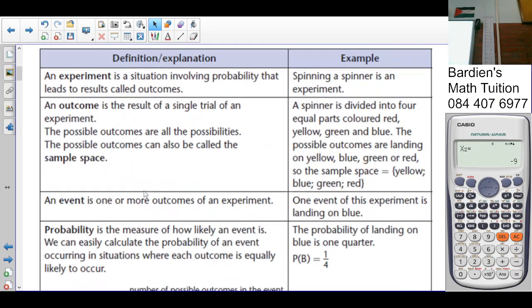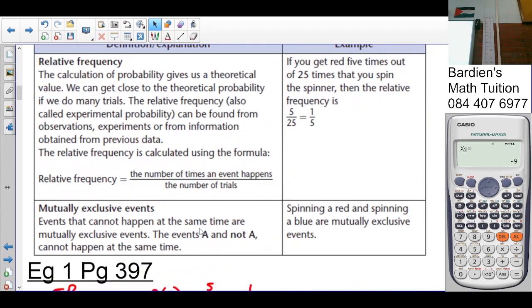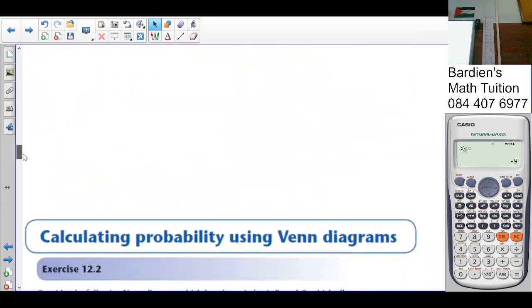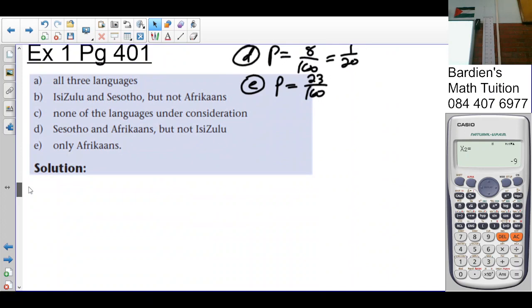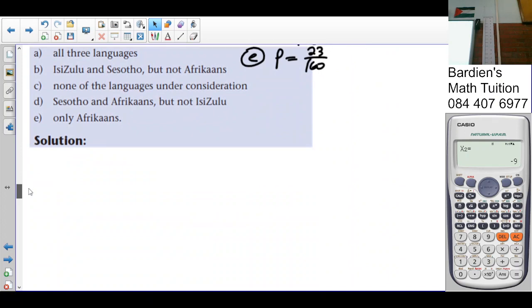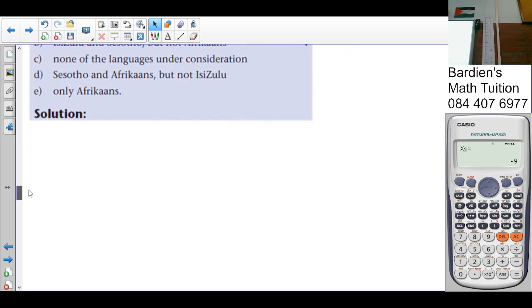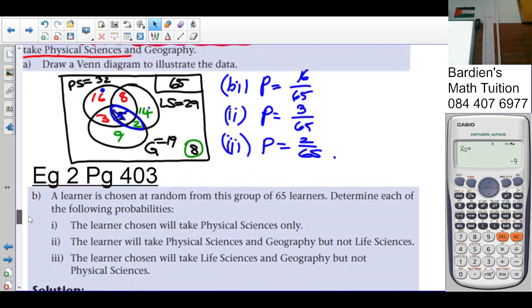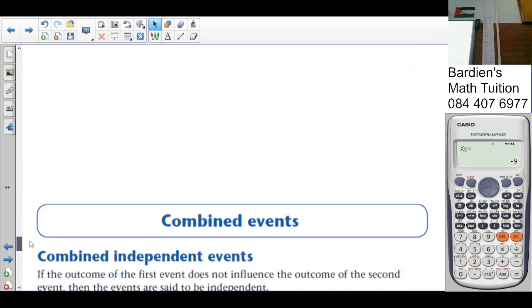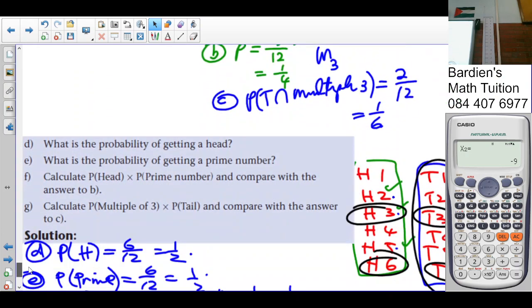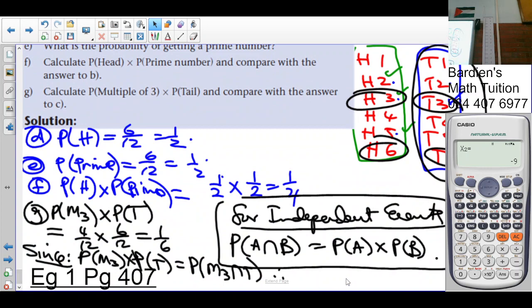Okay, so we're looking at probability. Yesterday we spoke about the independent events. You guys remember? What is the identity for independent events? The probability of A and B is equal to the probability of A times the probability of B. Not so? So whenever they say independent events, that comes into play.